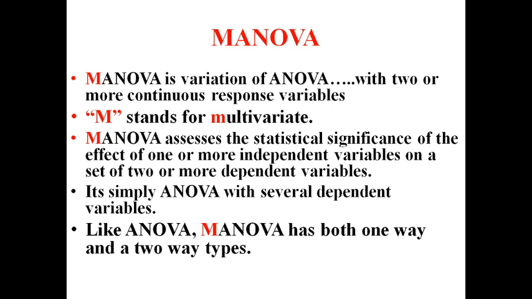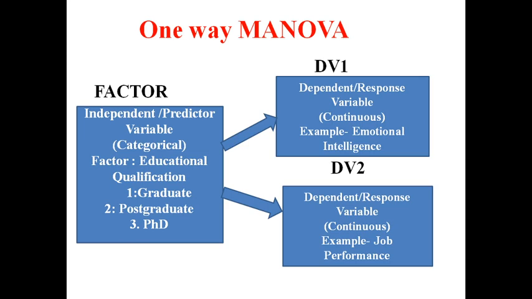MANOVA assesses the statistical significance of the effect of one or more independent variables on a set of two or more dependent variables. So in case of ANOVA, we have one or more independent variables, but there will be only one dependent variable. But in case of MANOVA, we have one or more independent variables and there will be two or more dependent variables. So it's simply ANOVA with several dependent variables. Like ANOVA, MANOVA has both one-way and two-way types. So this is one-way MANOVA.